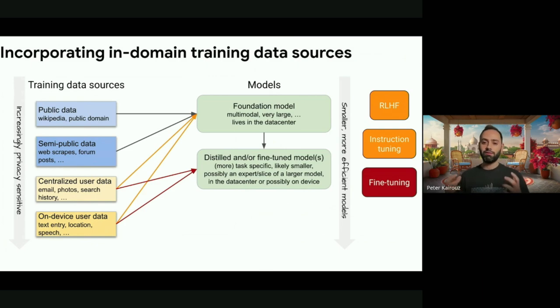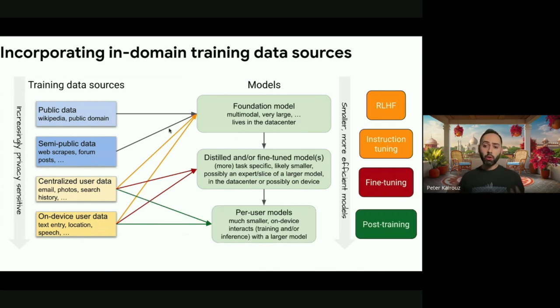So these are distilled, fine-tuned models. And because they are task-specific, they really have to be trained on in-domain data, again, from either centralized or on-device data. Think here, for instance, if I want a model that is a really good personal assistant or a really good medical assistant, I would have to take one of these foundation models, distill it down, and fine-tune it on either financial data or medical data or personal data.